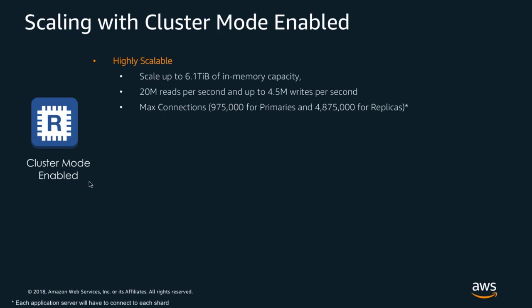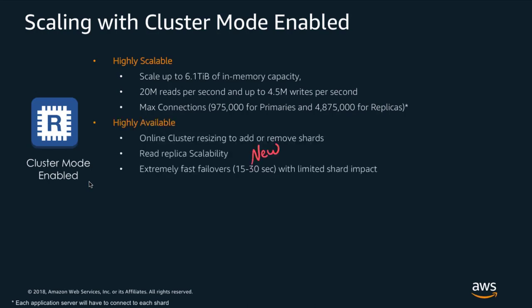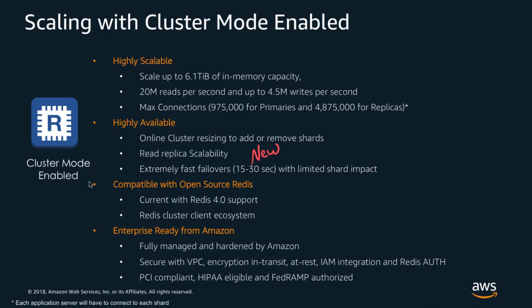With Redis cluster mode, you essentially get to scale up to 6.1 terabytes of in-memory capacity, up to 20 million reads per second and 4.5 million writes per second, and an increased number of maximum connections. You can resize your cluster, whether it's adding or removing shards or adding or removing read replicas, all in an online fashion. And you get extremely fast failovers of 15 to 30 seconds with limited shard impact, which is really just the shard that is undergoing failover. The entire Redis cluster configuration that's supported within ElastiCache is fully compatible with open source Redis, and it's current with Redis 4.0 support. You get the Redis cluster client ecosystem that you're used to today. And it is enterprise ready from Amazon with capabilities such as security, encryption in transit, encryption at rest, and compliance as well.